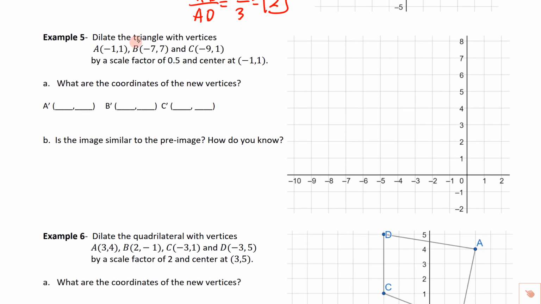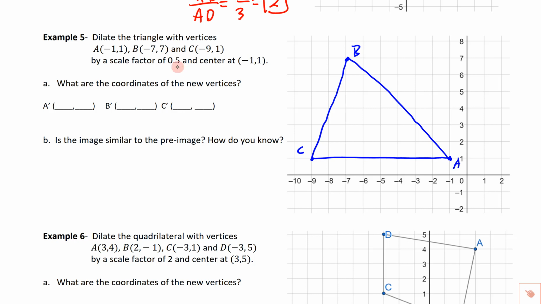The triangle, it says here, is not drawn for us, so we're going to need to start with that. So I'm going to change colors. I'll do this in blue. So A is negative 1, 1, so negative 1, 1 here, and I need to label that as A. And then B is negative 7, 7, so back 7 and up 7, so there's going to be B. And then C is negative 9, 1, so we're right here, that's C. And then I'll go ahead and connect those, and I'll use a different color for the next one. And again, forgive me if they're not the perfectly straight lines that you might see elsewhere.